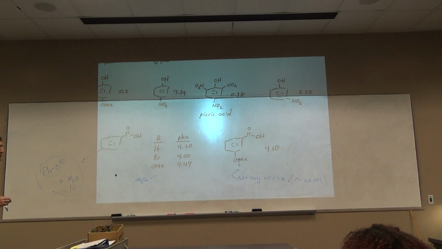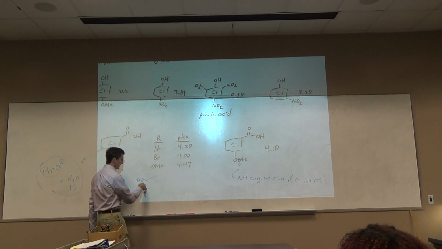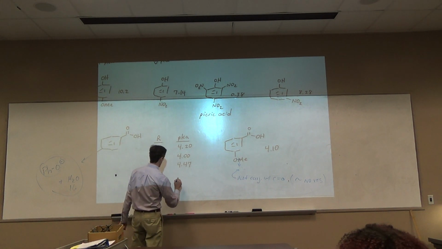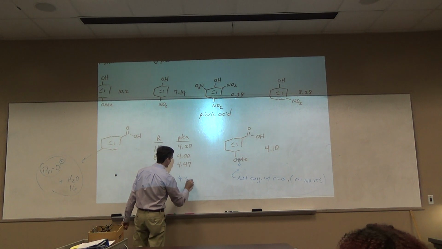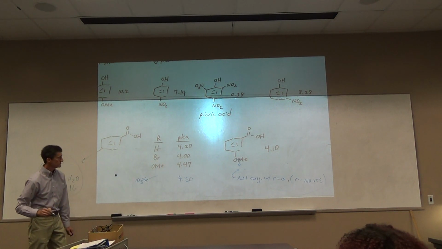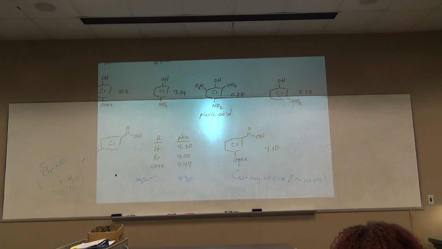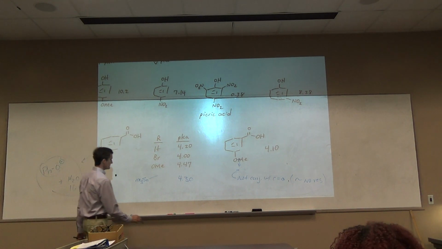Well, let me ask you a different way. What if it was bonded to tin and the pKa was 4.30? What would that tell you about the electronic properties of the tin? Is the tin an electron donating group or withdrawing group in there? Donating. Yes.